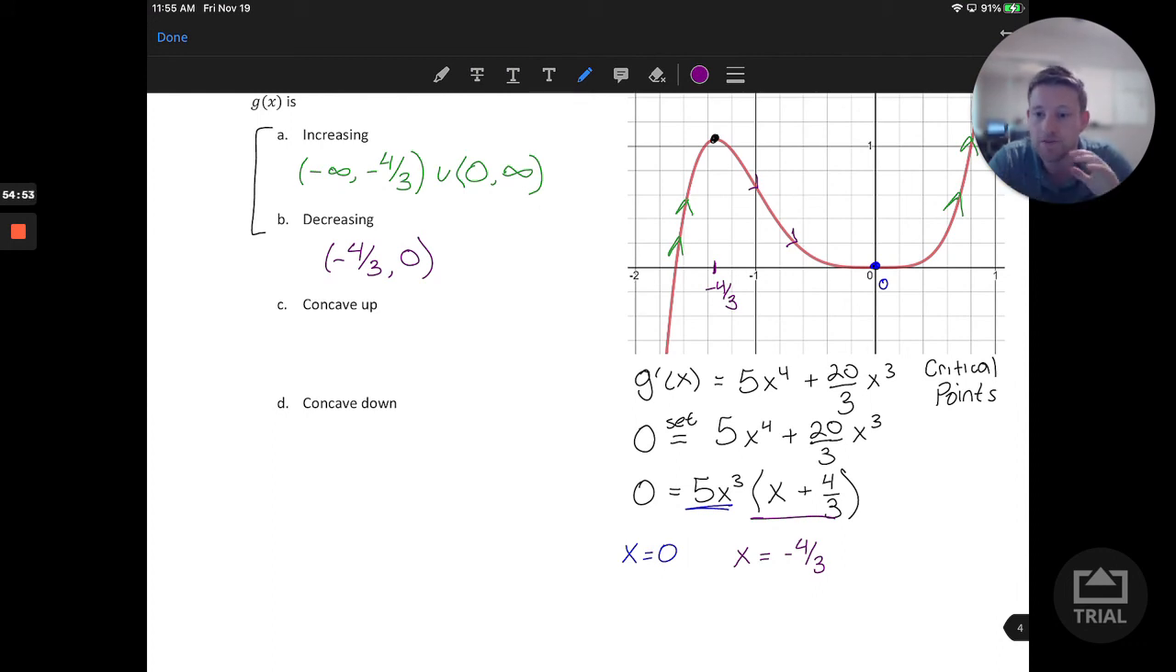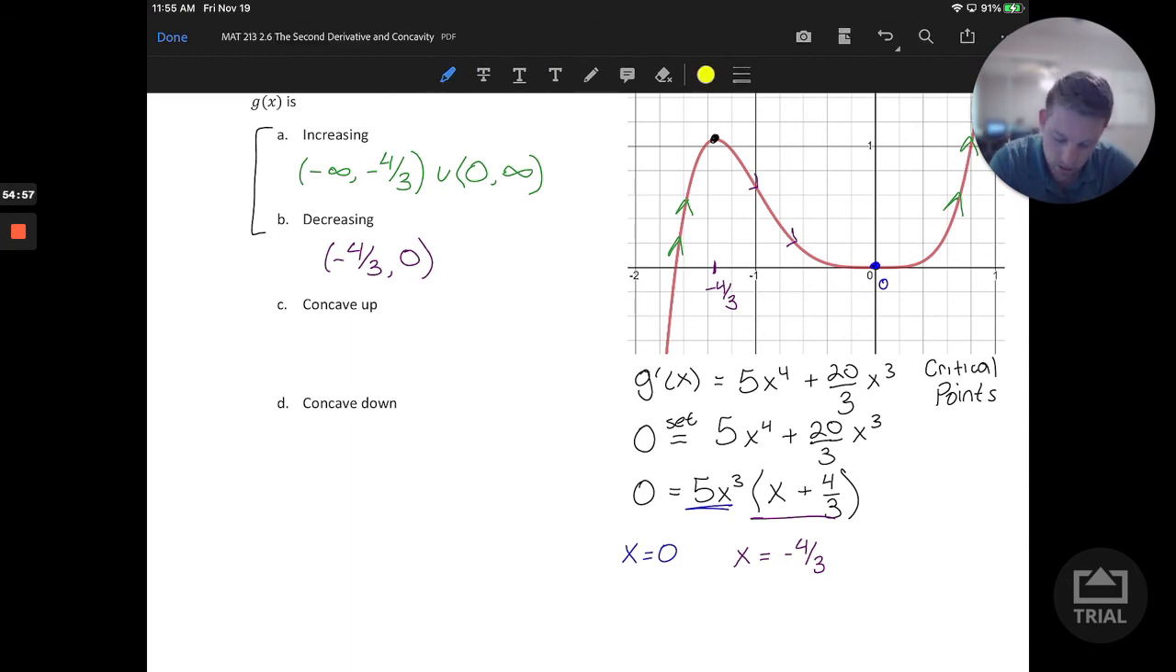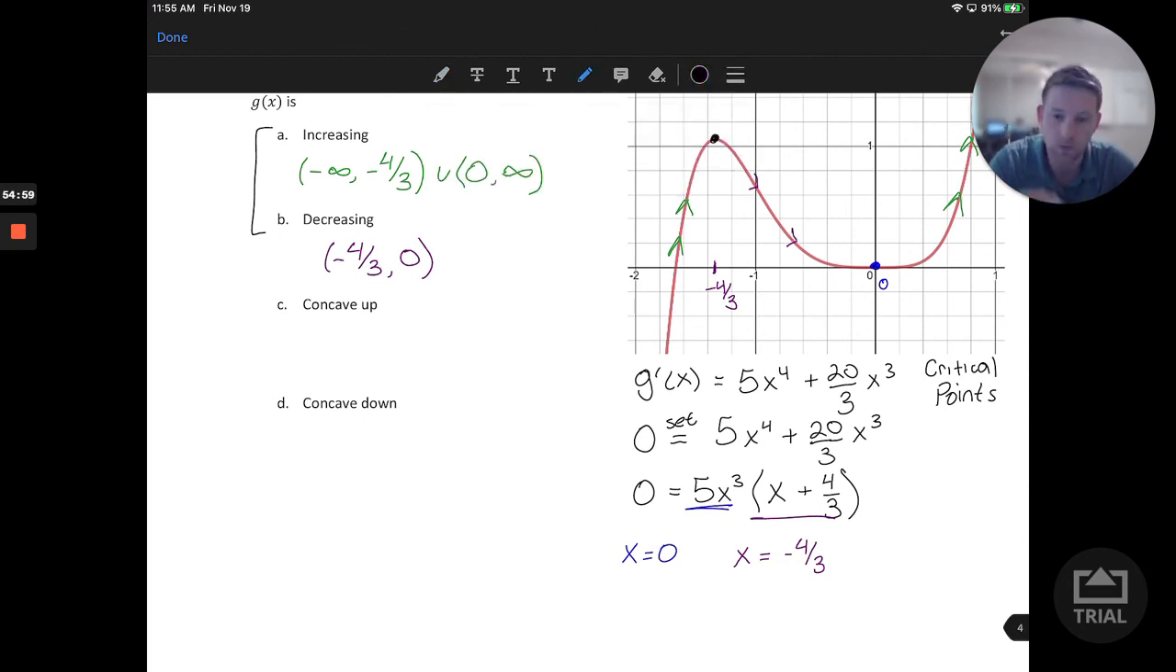Concave up and concave down are the last components that we want to consider. So to do that, we want to consider where the second derivative is equal to 0. We'll try to find that inflection point first. Once I find an inflection point, I'll be able to find those intervals.